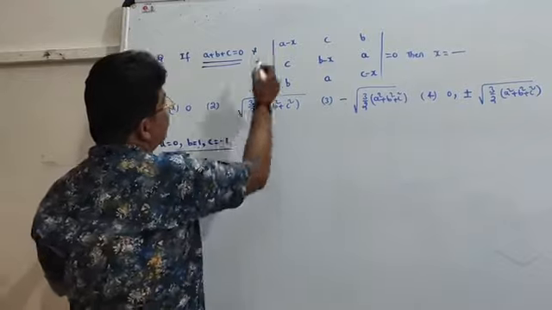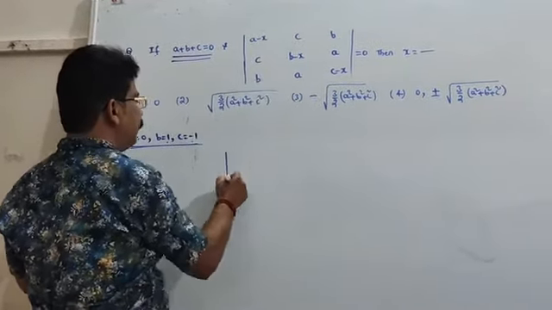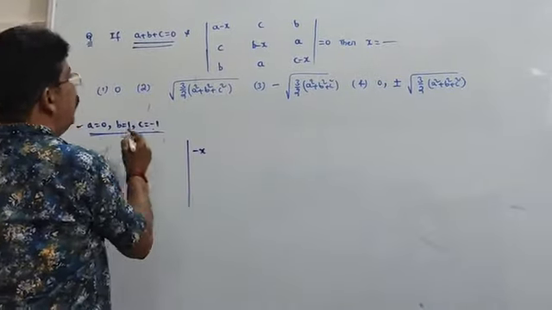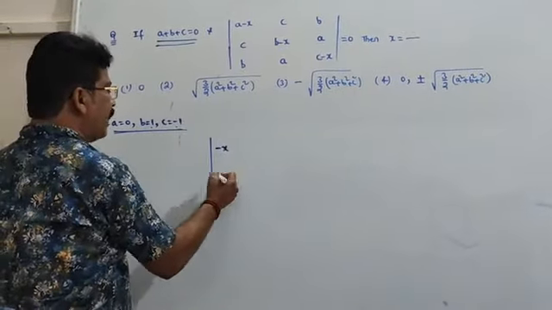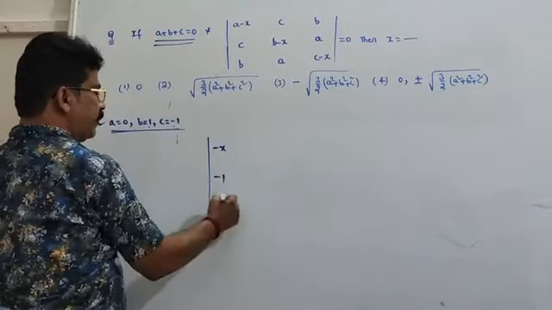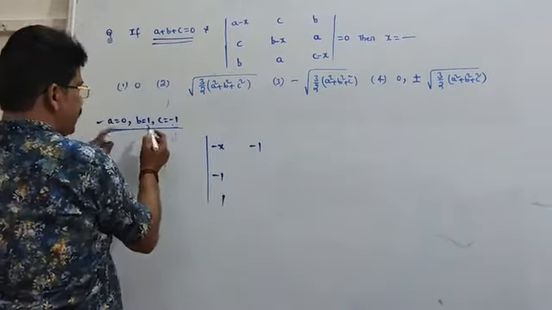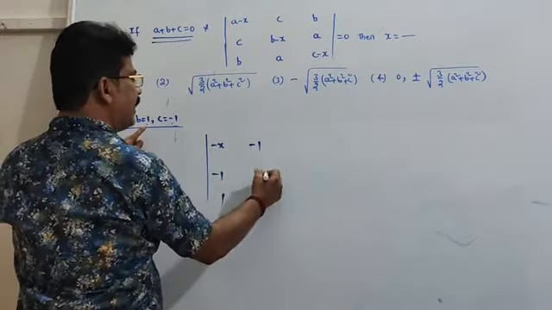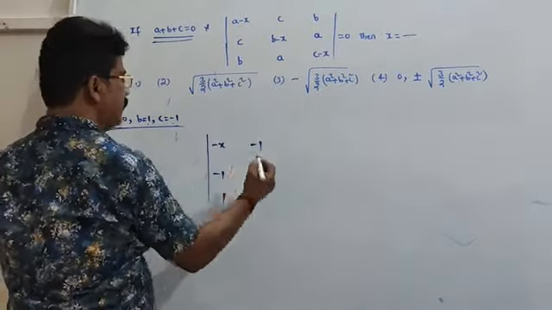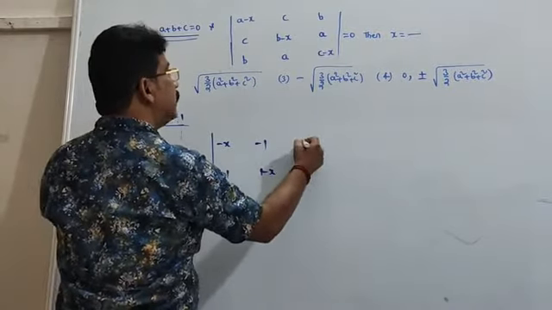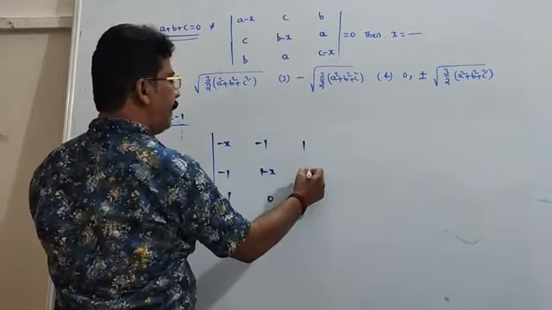So put these values in the given determinant. Therefore, in the determinant, a is 0, so it becomes minus x. Next, c value minus 1. Next, b value plus 1. Next, c value minus 1. Then b minus 1 minus x, 1 minus x. Next, a value 0. Next, b value 1. Next, a value 0.